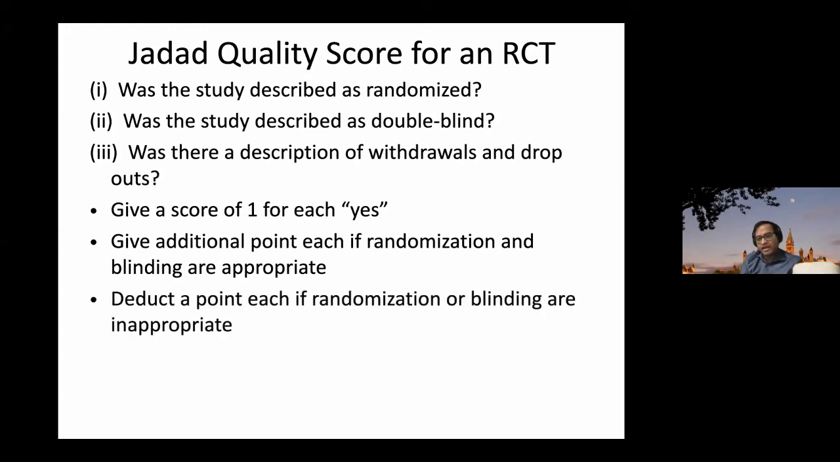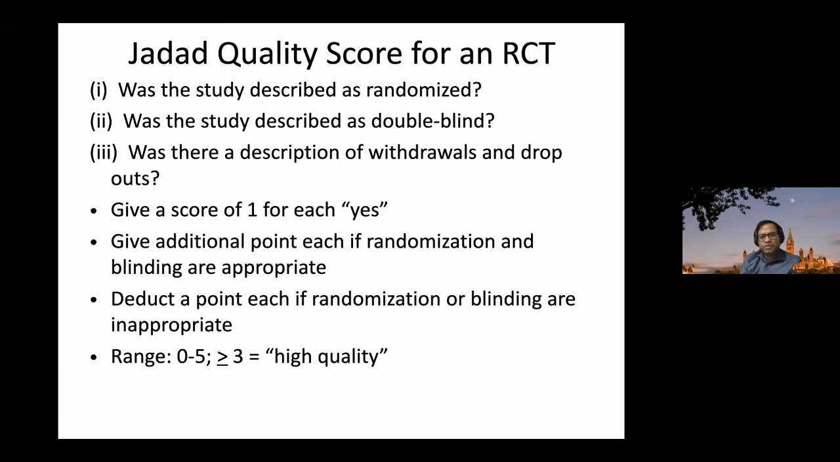Similarly, for blinding, if the blinding was appropriate, then you give them an additional point. And then you take it back if it was inappropriate. If it was alternate numbers, then obviously it was not randomized. So they get 0 in that case for randomization. And so it can range from 0 to 5. And there is an arbitrary threshold of 3 or more being high quality.